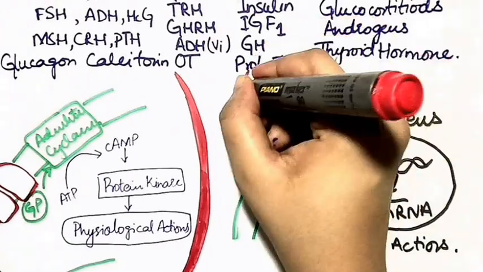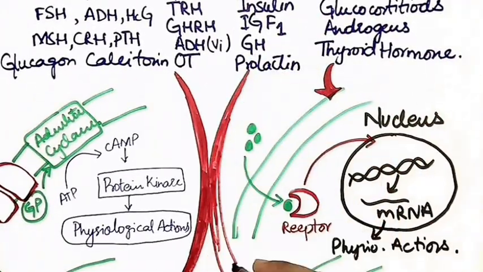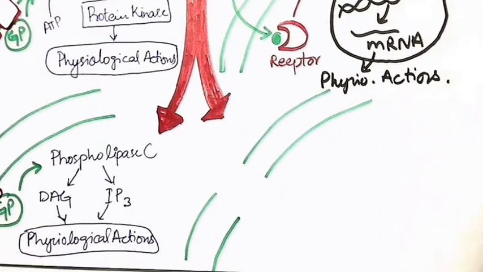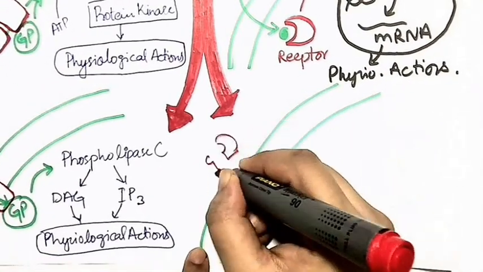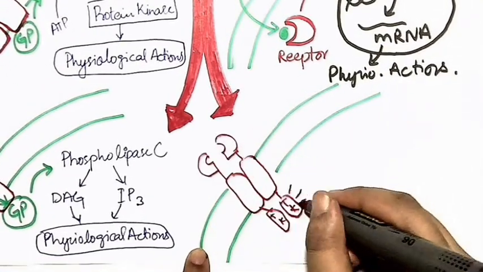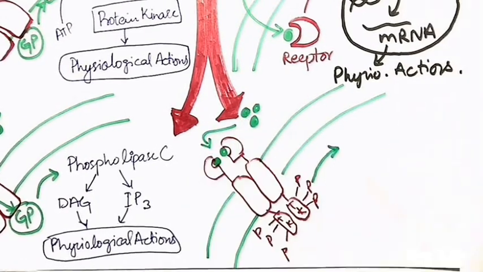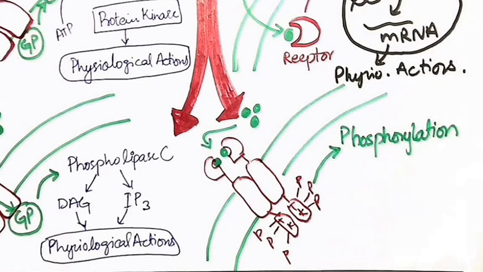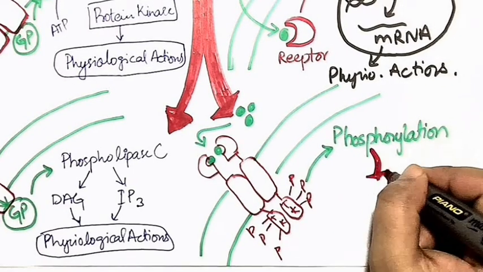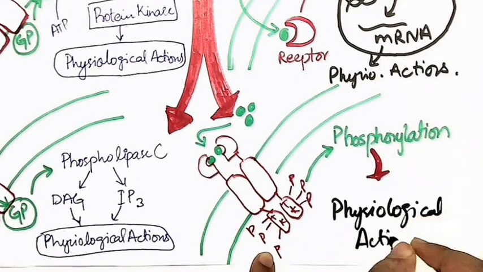Now we will talk about the tyrosine kinase mechanism. The tyrosine kinase mechanism, just like other mechanisms, also has a cell surface receptor embedded in the cell surface membrane. So when the hormone binds to the receptor, it causes the phosphorylation of that receptor, which will further cause the physiological action.